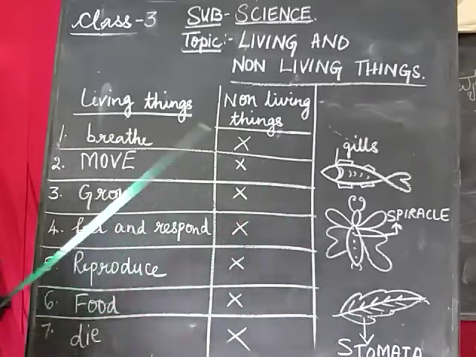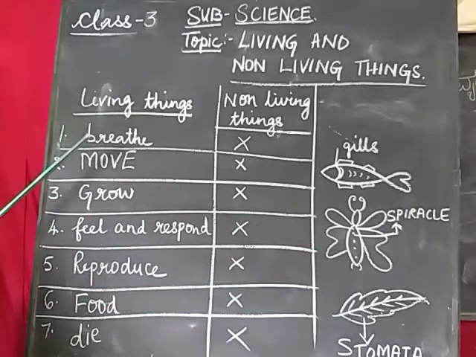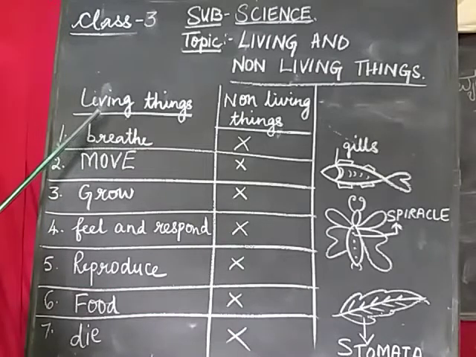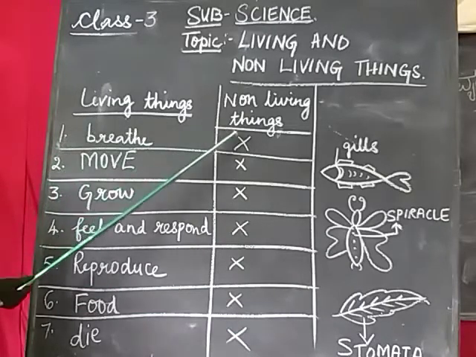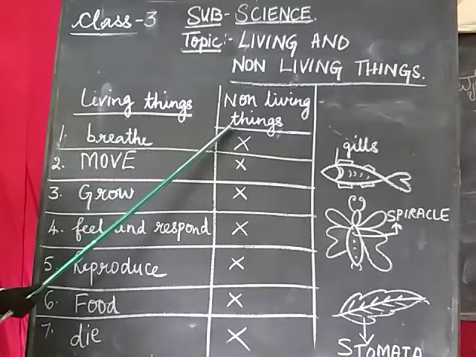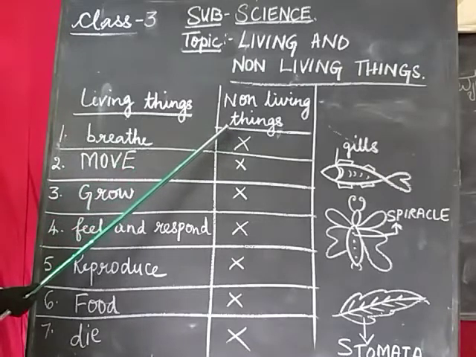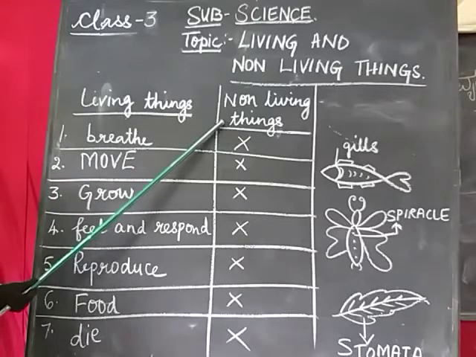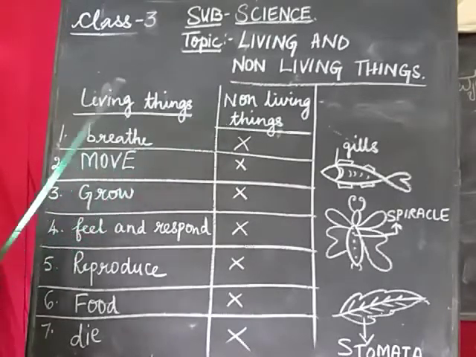Okay, next we will come to breathing. That means living things breathe, non-living things do not breathe. Now you can see in front of you there is a sofa. Is the sofa breathing? No. So non-living things do not breathe.